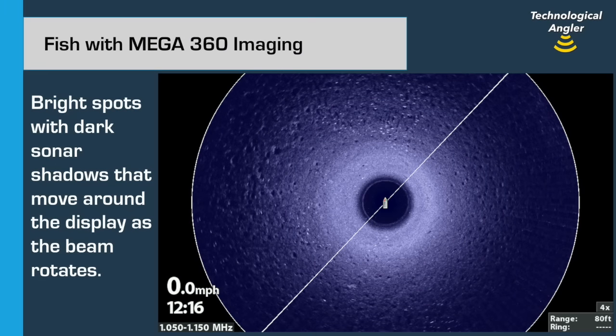When we use 360 imaging to spot fish, we're looking for the same things we were looking for when we were using side imaging: a bright primary sonar return from the fish, as well as a dark sonar shadow. In 360 imaging, the sonar shadow will always be on the far side of the fish, further away from the boat. As before, if there is any separation at all between the bright spot and the dark sonar shadow, then you know you're looking at a fish. But we also have one more wrinkle when it comes to fish with 360 imaging. Because those pesky things are always swimming around, the fish returns and their shadows will move from one rotation of the beam to the next.